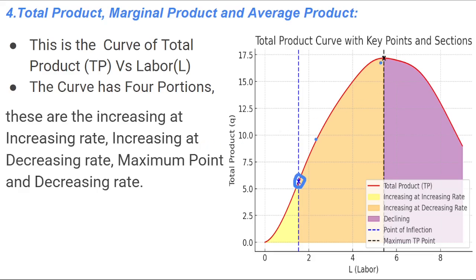And at this point, our TP is maximum. After that point, our TP is decreasing. So from TP curve, we can see 4 portions: increasing at increasing rate, increasing at decreasing rate, and maximum point and decreasing rate.